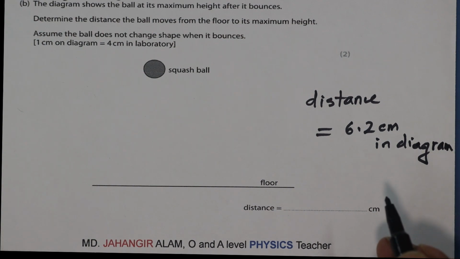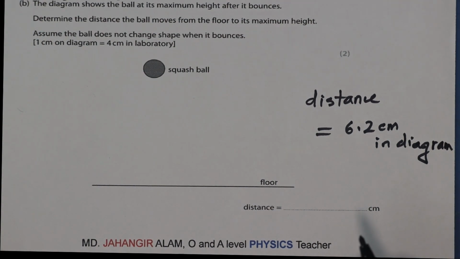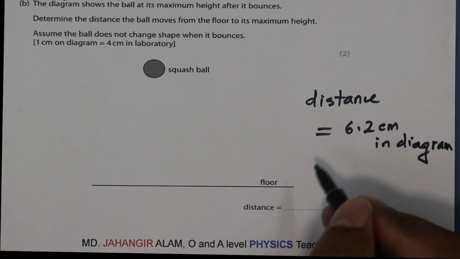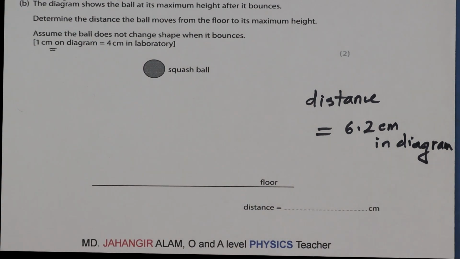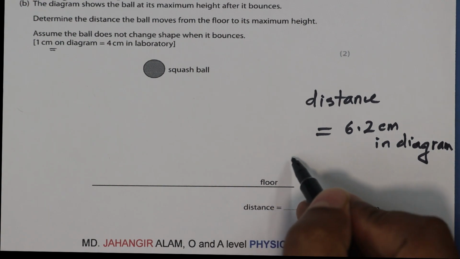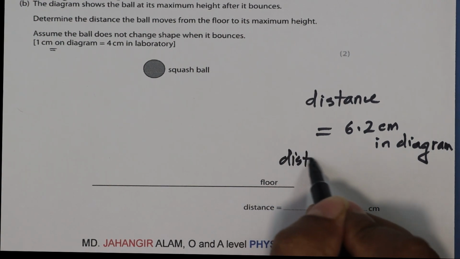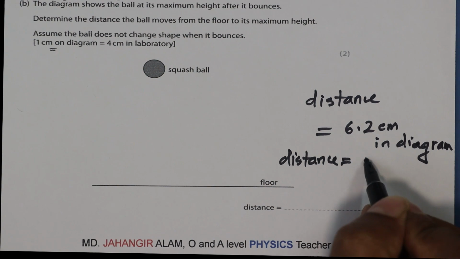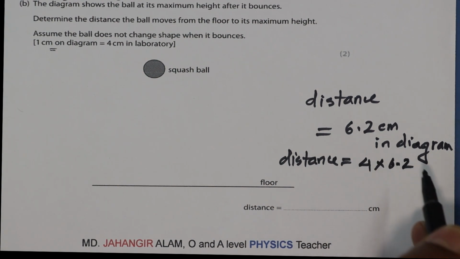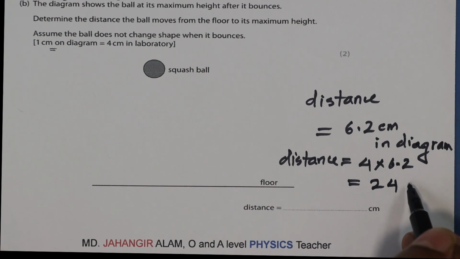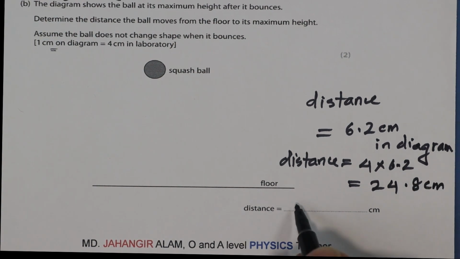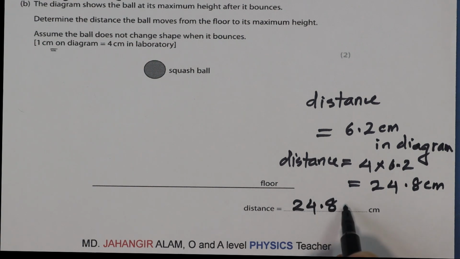So we have to find out the actual height. Because 1 centimeter on the diagram equals 4 centimeter in the laboratory, the actual distance is 4 into 6.2, so 24.8 centimeter. So this is the answer, 24.8 centimeter.